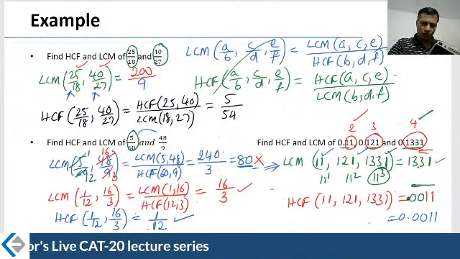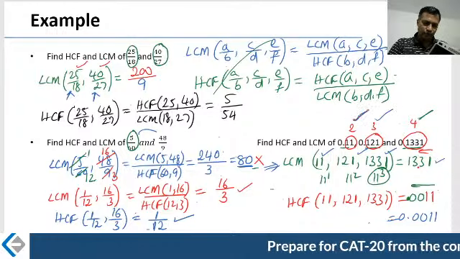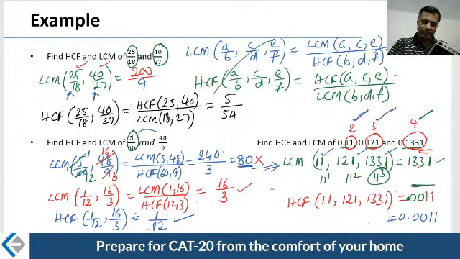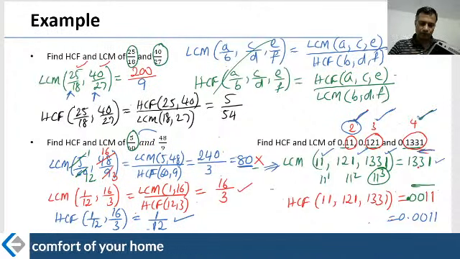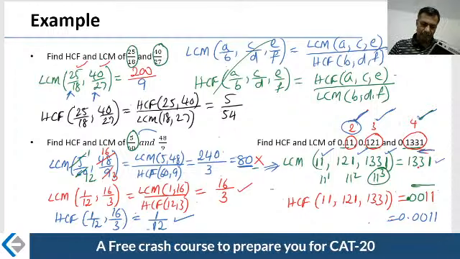And then look for the number of digits after the decimal place. In the first one, we have 2 digits after the decimal place. There are 3 digits after the decimal place. There are 4 digits after the decimal place. Take the least of them. Put the decimal place after those many places. It becomes 13.31, right?